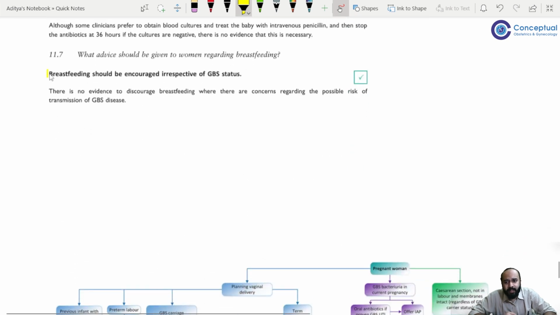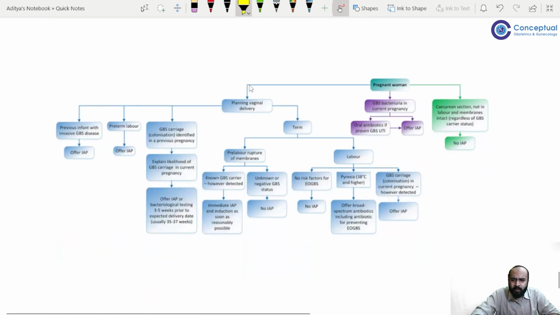Finally, should breastfeeding be done irrespective of the GBS status? The infection does not pass through breast milk, so breastfeeding has to be given. In fact, antibodies will reach the baby, so you can feed. So we come to the end of this chapter. Here there is a small algorithm that I would want to discuss.